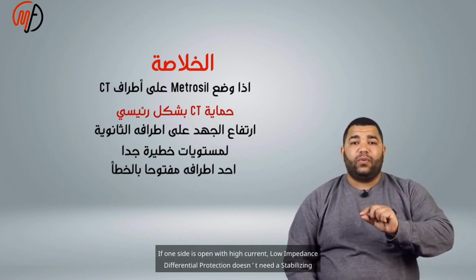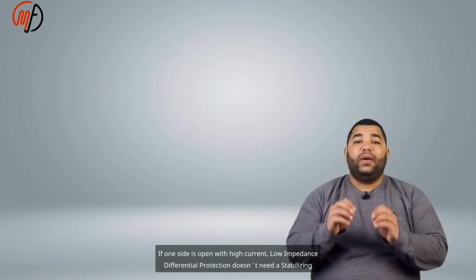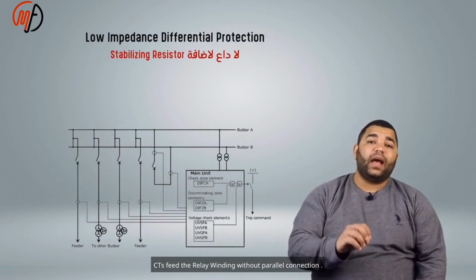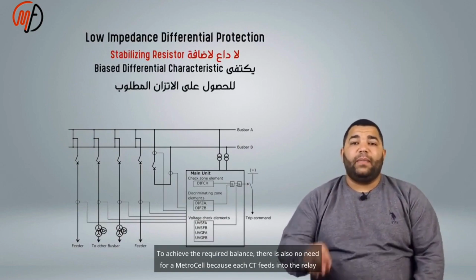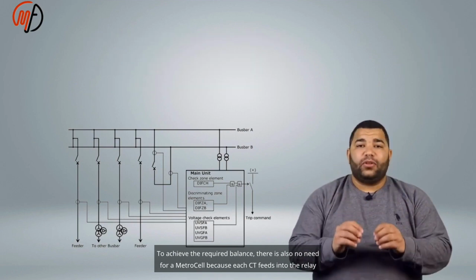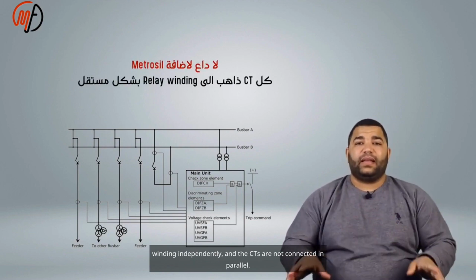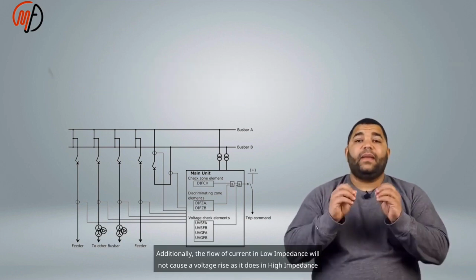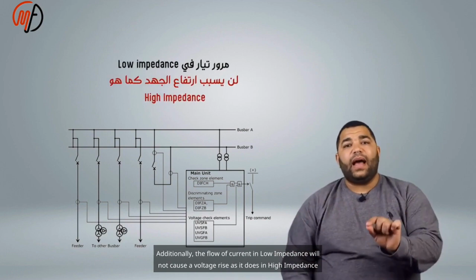If one side is open with high current, low impedance differential protection doesn't need a stabilizing resistor. The CTs feed the relay winding without parallel connection, while high impedance uses a fixed current for relay operation. To achieve the required balance, there is also no need for a metrocell, because each CT feeds into the relay winding independently and the CTs are not connected in parallel. Additionally, the flow of current in low impedance will not cause a voltage rise as it does in high impedance.